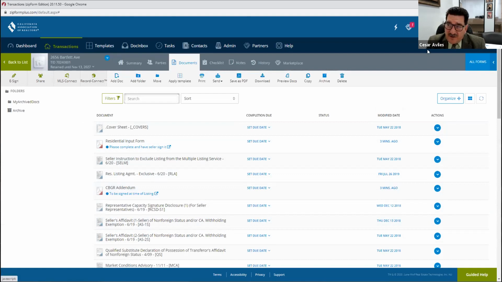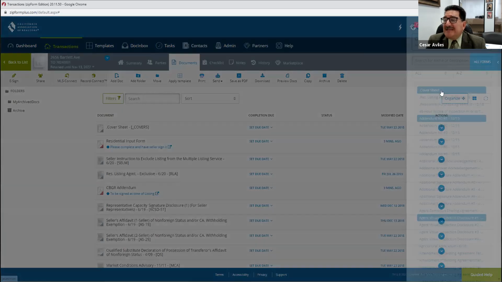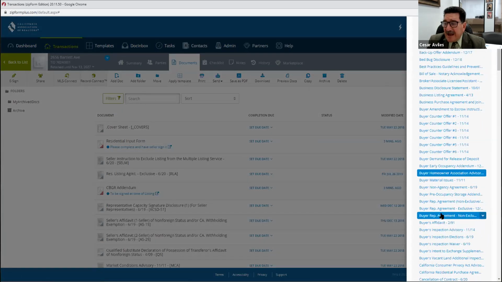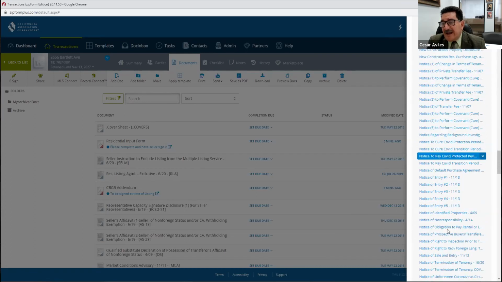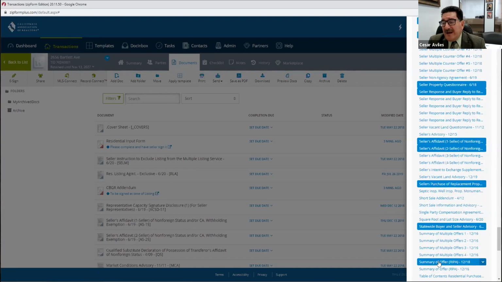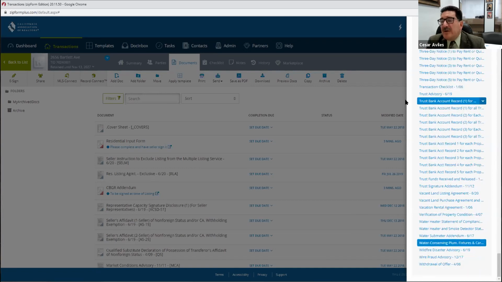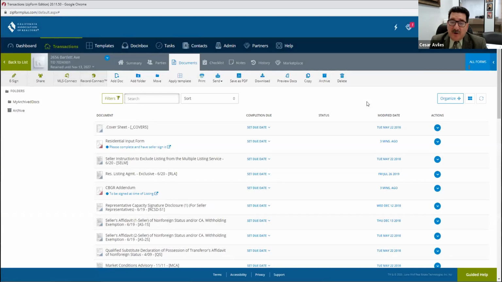If you wanted to come over here to the right of your screen, you see that it says all forms. This is an entire library, I mean, hundreds of forms that CAR has prepared to run California transactions. We already handpicked the ones that we believe are going to be used in our transaction. Now, this one is a menu, like when you go to the restaurant, right? You go to the French restaurant and they're gonna sell you escargot and rabbit and duck, whatever it's gonna be.